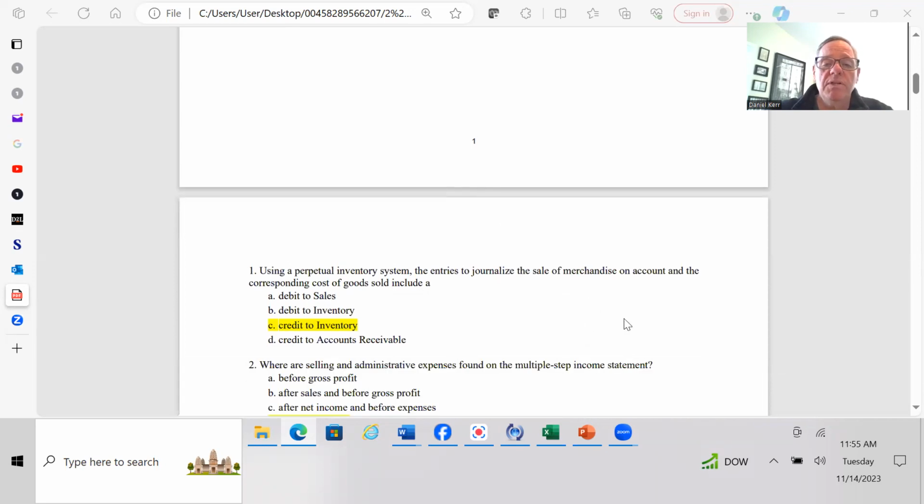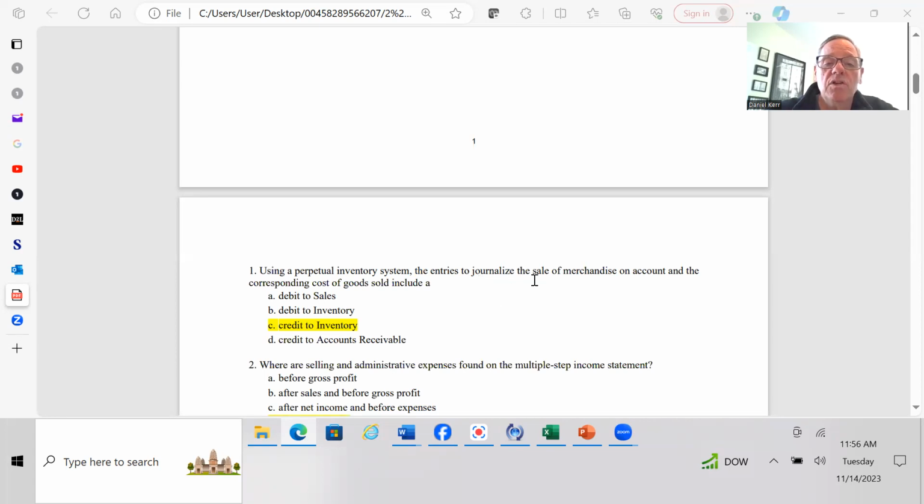Using the perpetual inventory system means that every increase in inventory is recorded, every reduction of inventory is recorded. And it says the entry to journalize the sale of merchandise on account and the corresponding cost of goods sold. So when you sell the merchandise on account, you would debit accounts receivable and credit sales. And then you would also have to debit cost of goods sold and credit inventory.